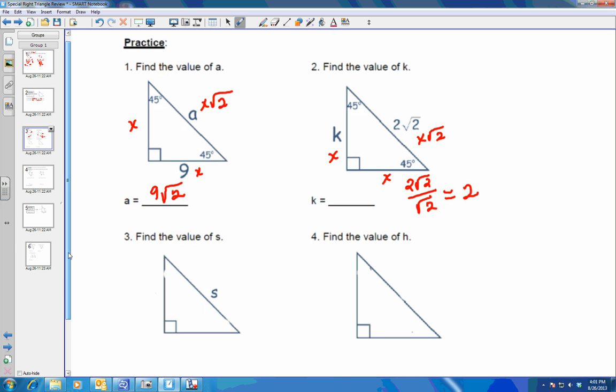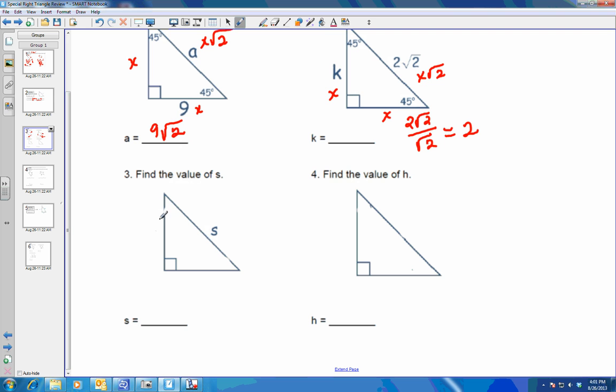Okay. In number 3, we're going to assume these are 45-45 triangles for 3 and 4. And I think they forgot to actually fill in your missing sides here. This is side S. If this is S, let's find this missing side right here. Let's call this side X. So remember, if this is X, this is X, this is X square root of 2.